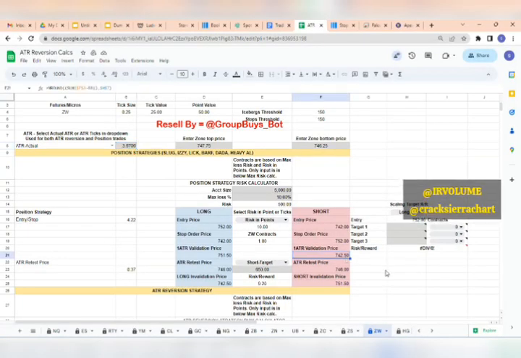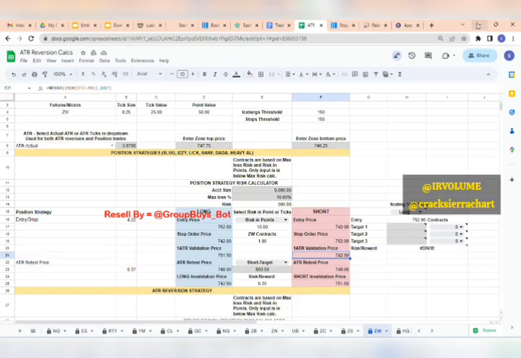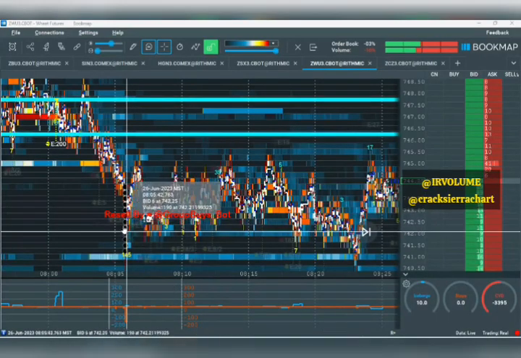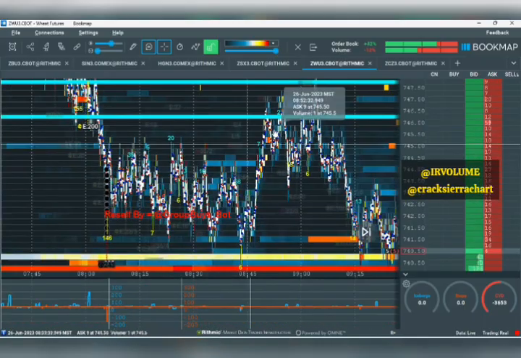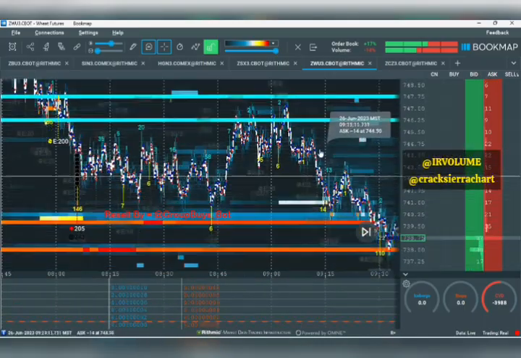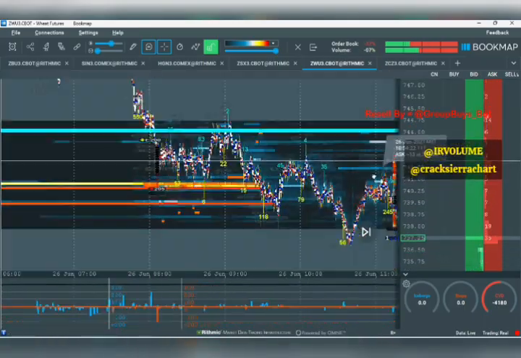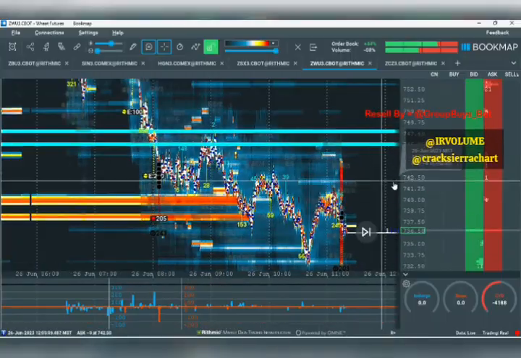So the validation for a short would be if this market touched 742.50. So the minute it touched 742.50, we know that that's a bearish setup. So now we're waiting for the retest failure of the zone to go short. As you can see, this turned out to be a very nice winning trade here.